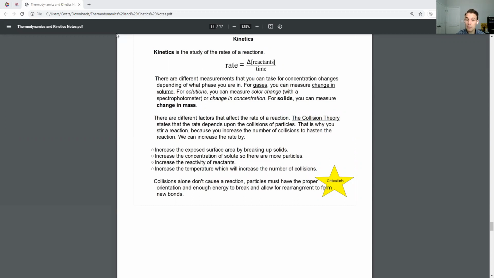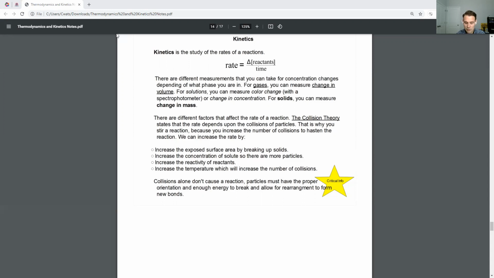There are different measurements that you can take for concentration changes, depending on what phase you're in. For gases, you can measure change in volume. You could measure change in pressure. For solutions, you can measure color change with a spectrophotometer, or you can look at a change in concentration. For solids, you can measure a change in mass.